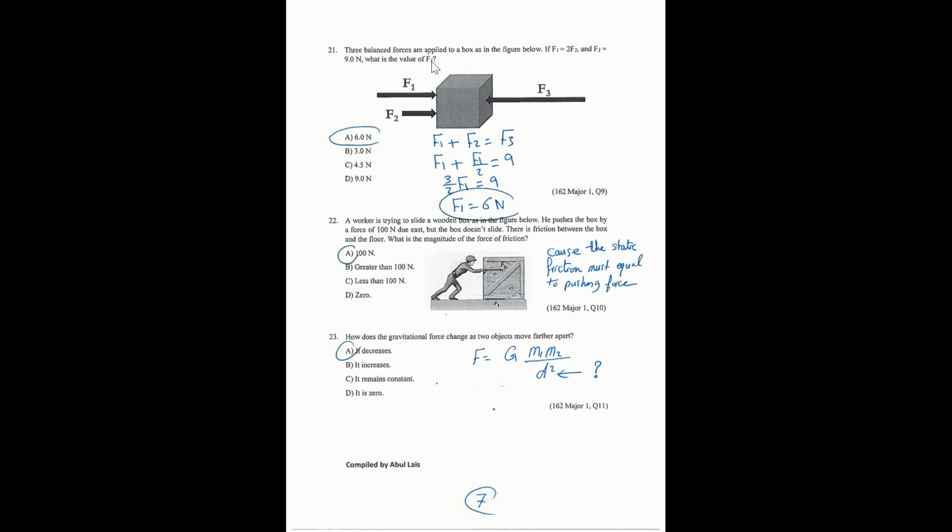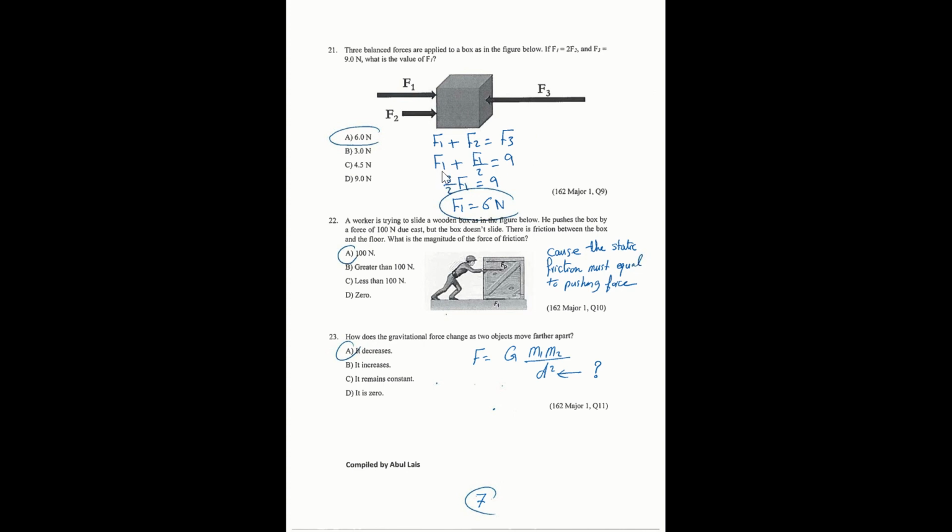So balanced forces means what? Means the net force equals zero, or in other words, the forces to the right equal the forces towards the left. So here I have F1 and F2 pointing towards the right and F3 pointing towards the left. So if these forces are balanced, F1 plus F2 must equal F3.